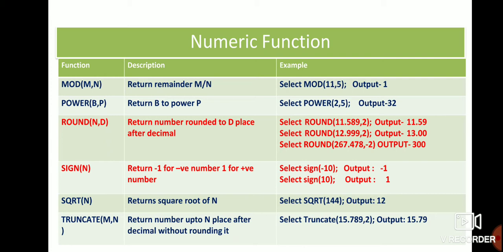Now next is sqrt. It returns the square root of n. Like select sqrt 144. So what will be the square root of 144? The output will be 12. If I write 169, what will be the output? 13. Next is truncate m comma n. It returns the number up to n places after the decimal without rounding it. Like select truncate 15.789 comma 2. So what will be the output? 15.79.